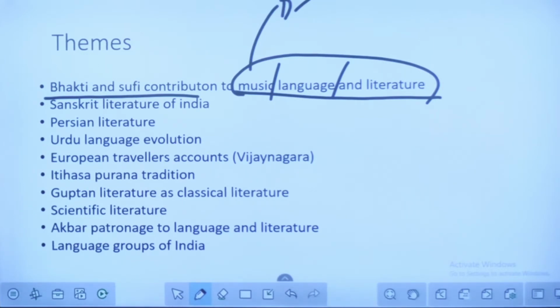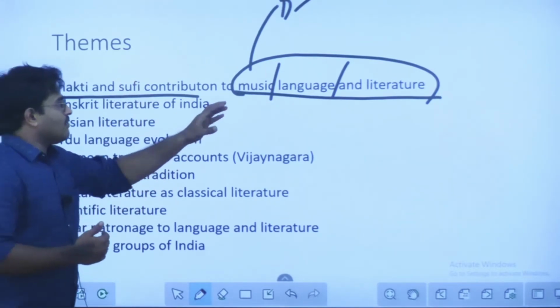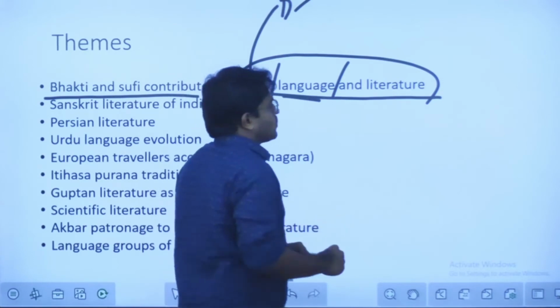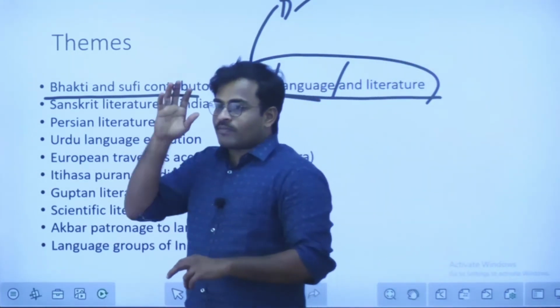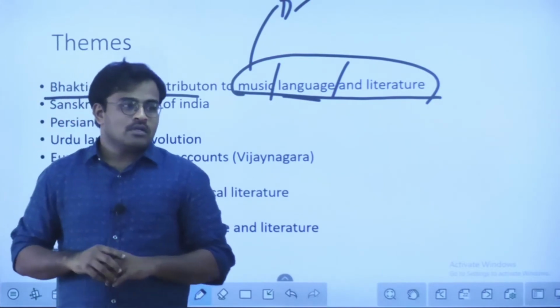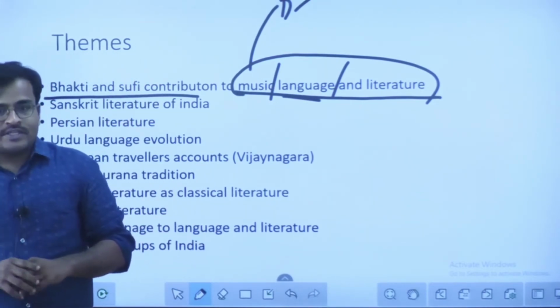So you have to definitely write that example. So music, you can write 3-4 examples. Then after that, when it comes to language, what is its contribution to language? In the evolution of vernacular languages, the Bhakti and Sufi movement played a very major role. But particularly the Sufi movement contributed to the evolution of Urdu as a language.